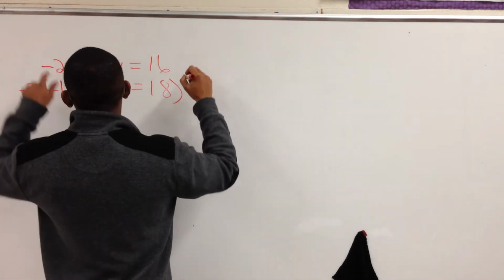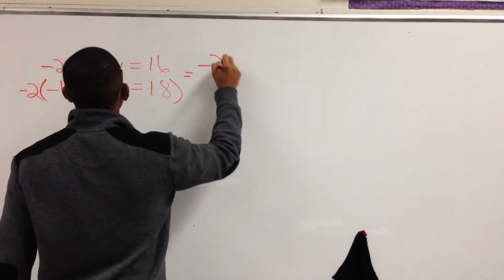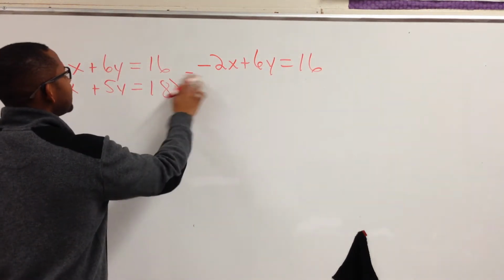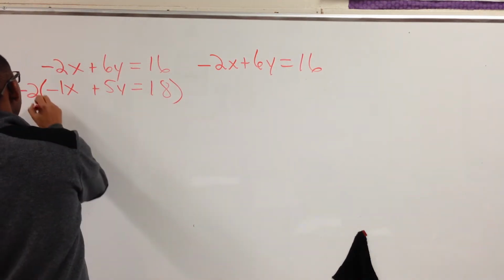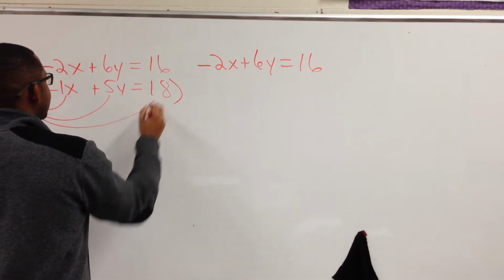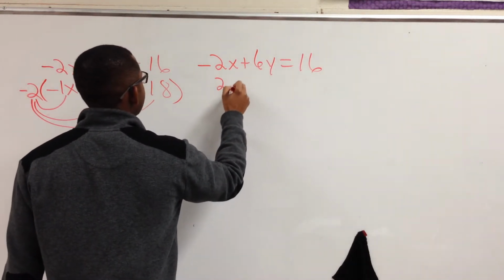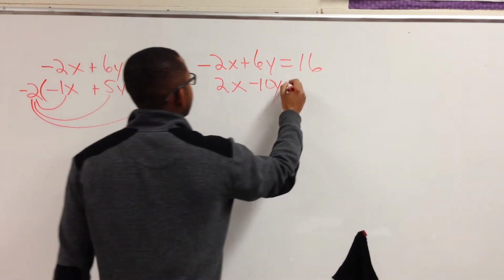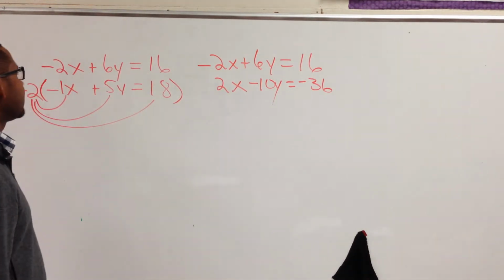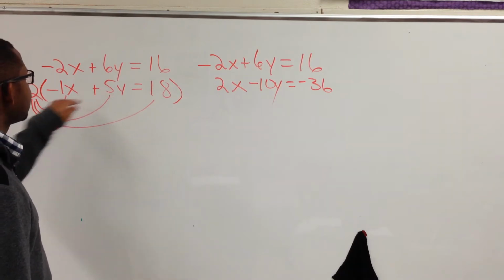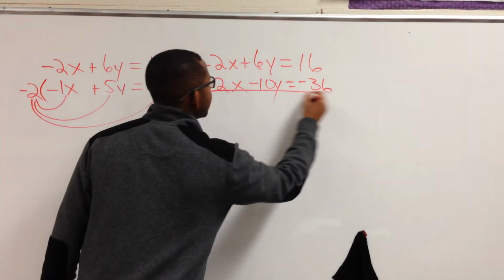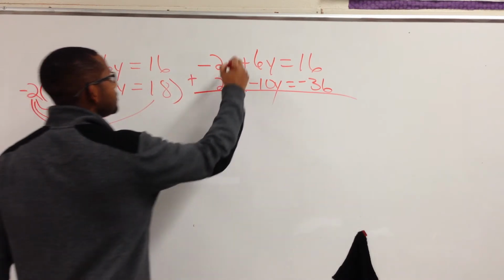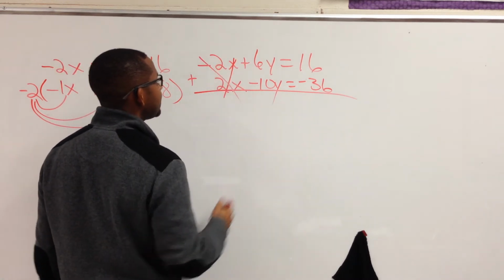So I rewrite this. This top equation stays the same: -2x plus 6y equals 16. That one hasn't changed. The bottom one, though, I multiplied everything, like distributing, by -2. So I end up with 2x minus 10y equals -36. Hopefully that looks clear to you. Times -2, times -2, times -2. Now look what I have. +2 and -2, these cancel out. Remember, those two cancel out.